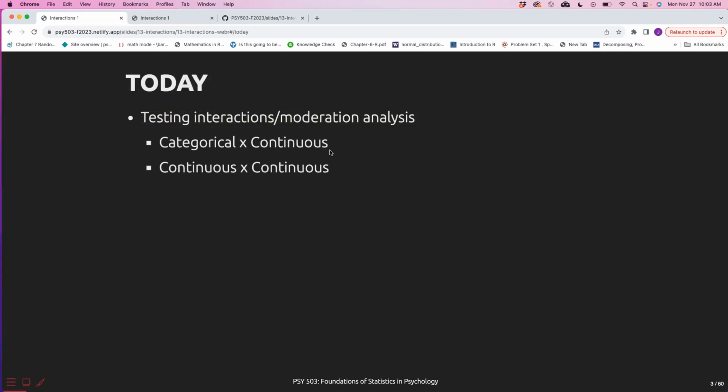What we're going to be doing for today, and then also for next week, I can't believe that next week is going to be our last official class, how time flies, is focusing on interactions. Today I wanted to talk about categorical by continuous interactions, and then also continuous by continuous interactions. And then next week, we're going to talk about categorical by categorical interactions.